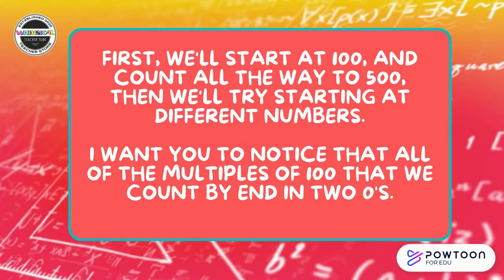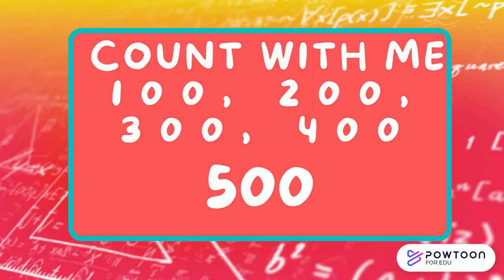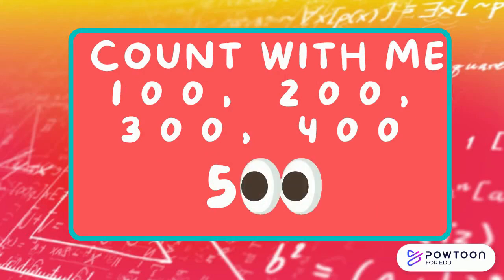First, we'll start at 100 and count all the way to 500. Then we'll try starting at different numbers. I want you to notice that all of the multiples of 100 that we count by end in 2 zeros. Double zero! Count with me. 100, 200, 300, 400, 500.